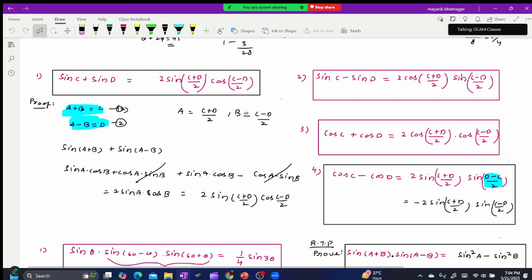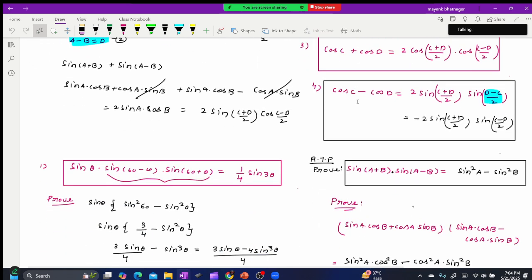Similarly, I have derived a few more formulas like sin C minus sin D, cos C plus cos D, cos C minus cos D, assuming the same thing. A plus B is equal to C, A minus B is equal to D, like that. Yes, sir. So in the same way, you will be getting these formulas. These formulas are actually very handy in solving the problems. You will use them very often.